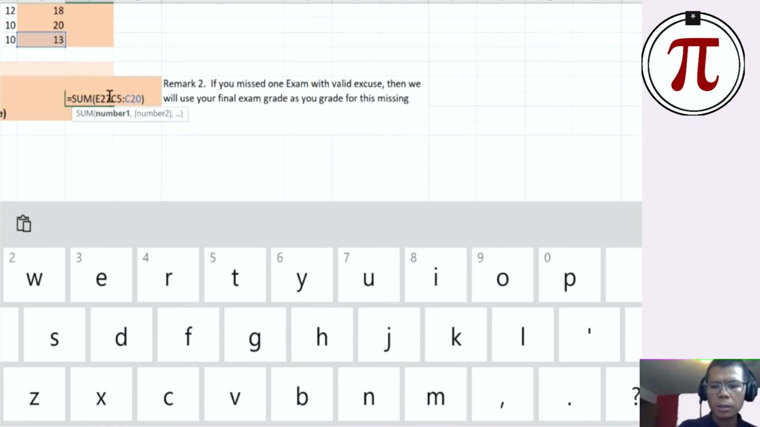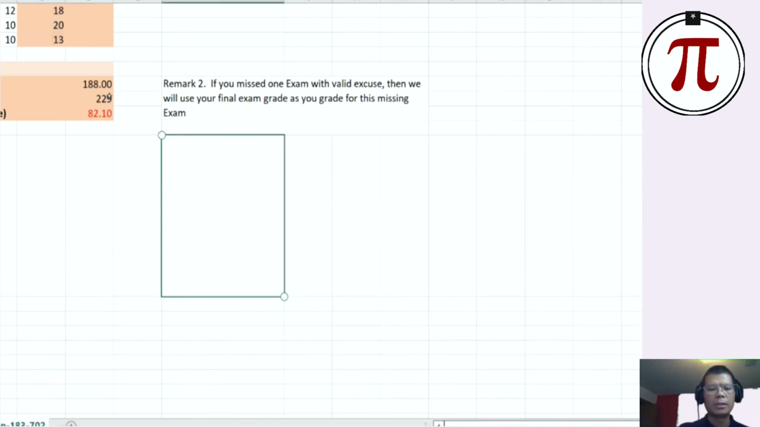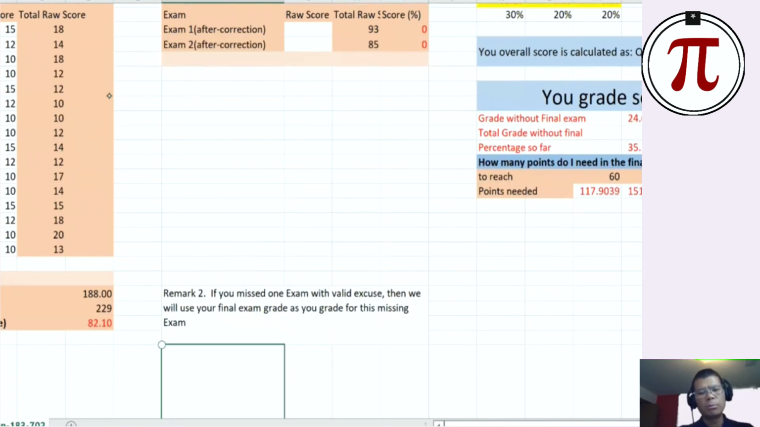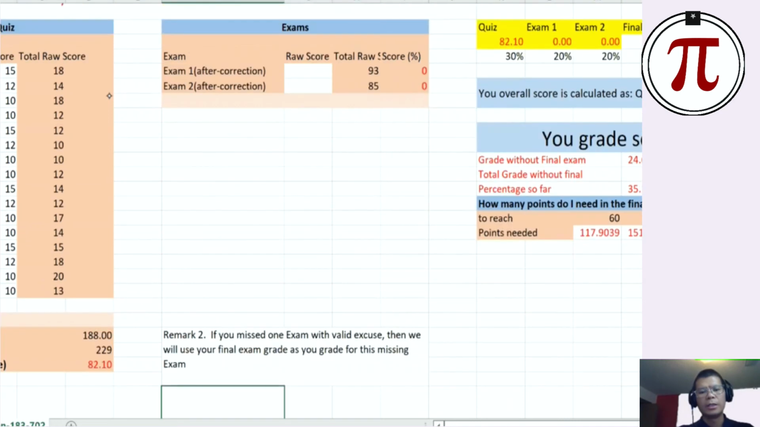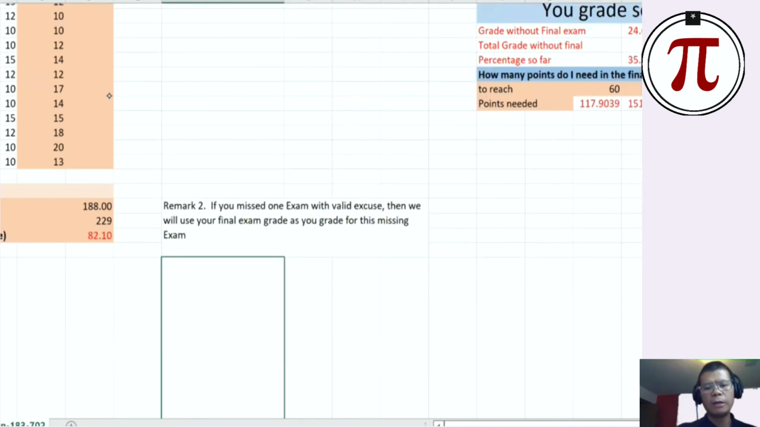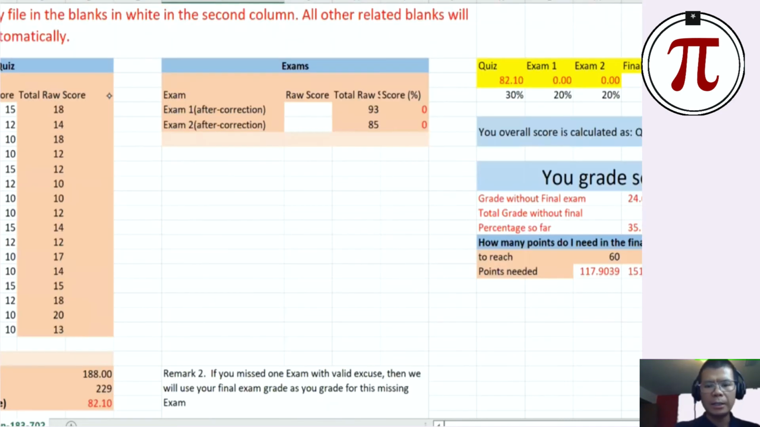Okay, good. All right, so 229. And then you will get the quiz grade, which is the percentage you get from all the quizzes. For this one, you got 82.10. Did you see that? After that, you can also see that the quiz grade is already automatically updated here, in yellow.